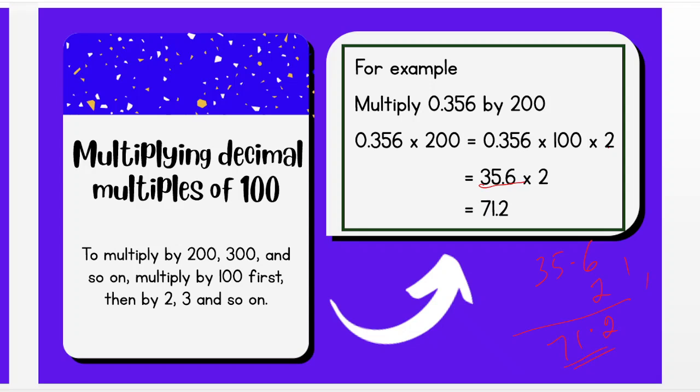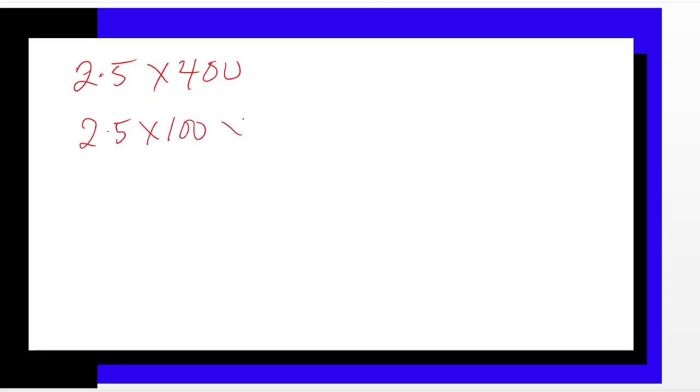All right, so let's look at more examples. If you're given 2.5 times 400, 2.5 times 400. For you to do this is very simple. What you're going to do is 2.5 times 100 times 4. So this is by 100, you move the decimal point 2 places to the right. So that gives us 250.